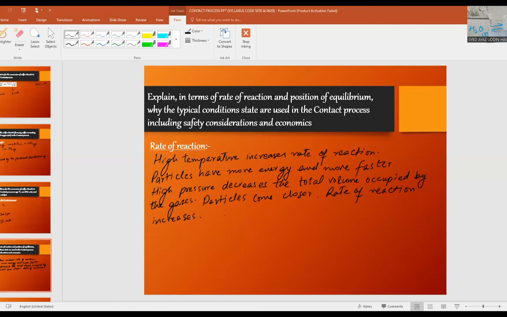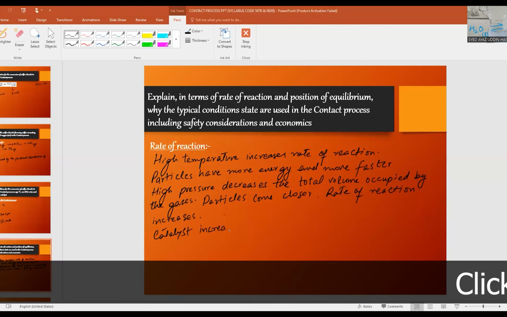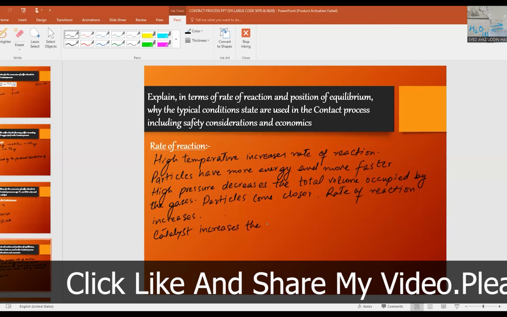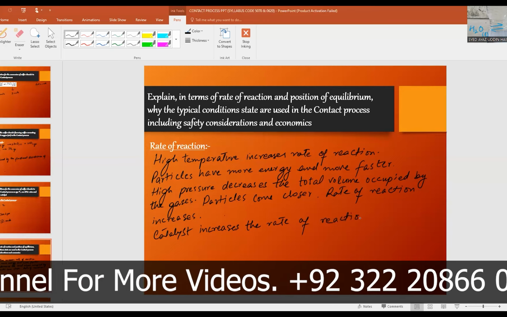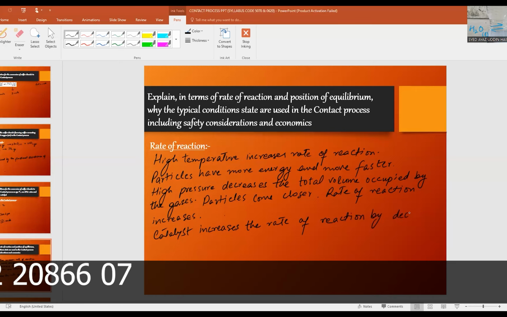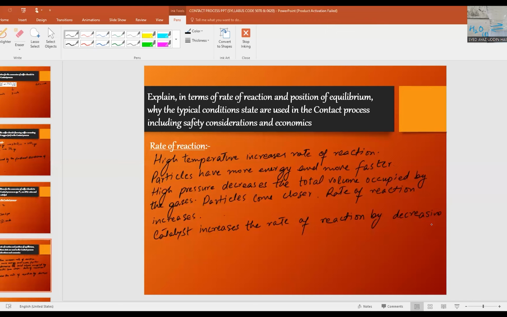Catalyst increases the rate of reaction by decreasing the activation energy of the reactant particles.